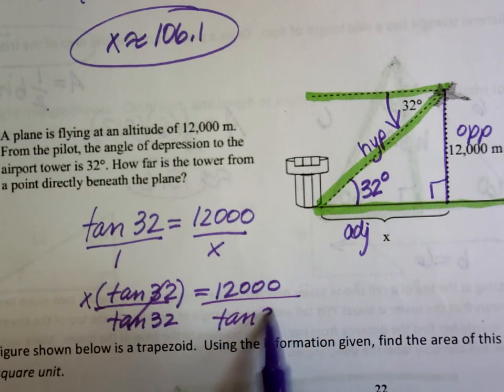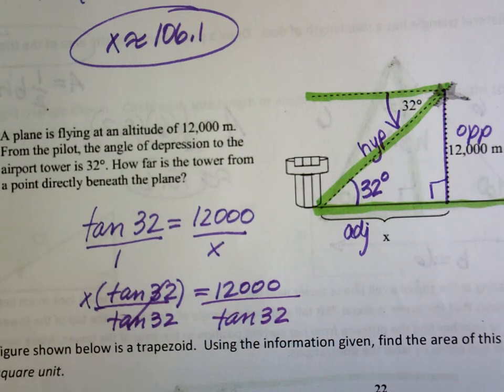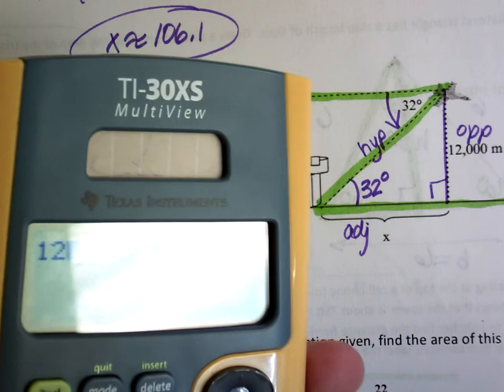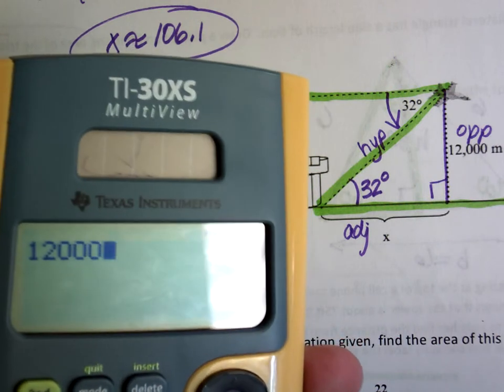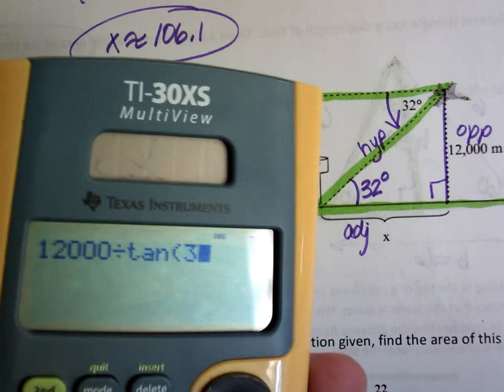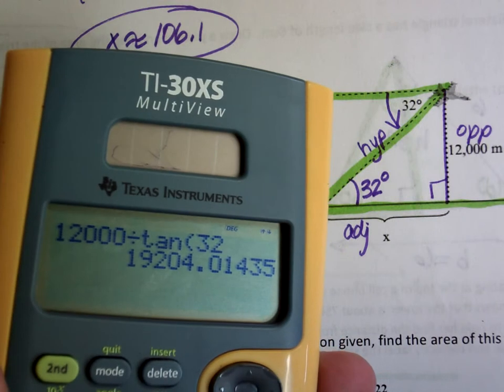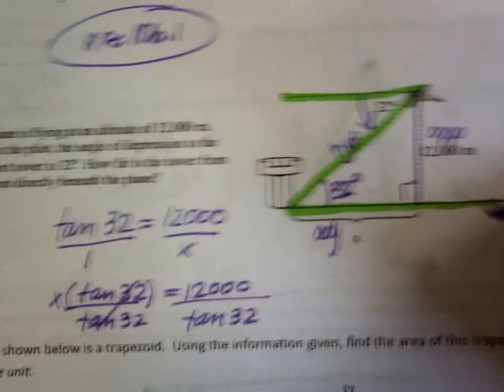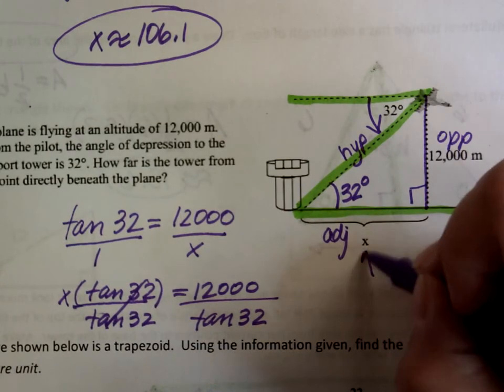And now it's time to go to my calculator because x is alone. So I'll get 12,000 divided by tan 32, 19,204. So x is 19,204.